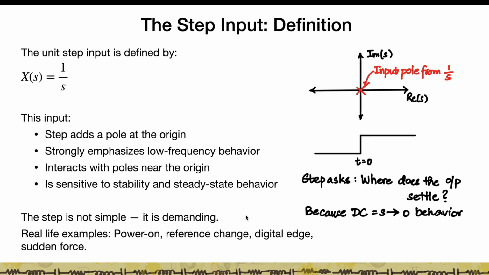Now the step input. The step in Laplace is X(s) equal to 1/s. Now this looks simple, but it is actually demanding because it introduces a pole at the origin. That origin pole means the input is heavily weighted towards the lower frequency, which corresponds to steady behavior.